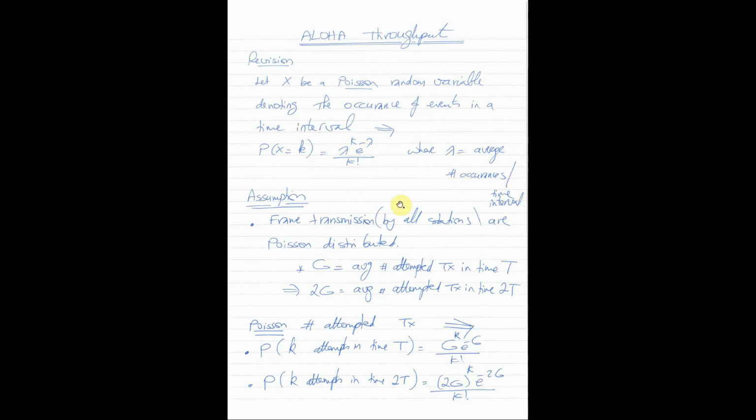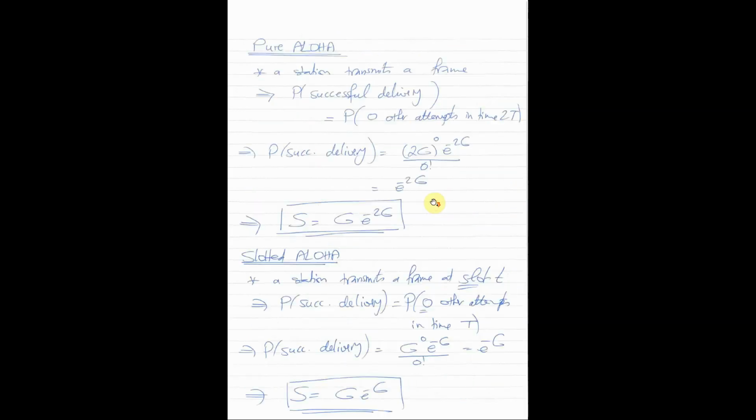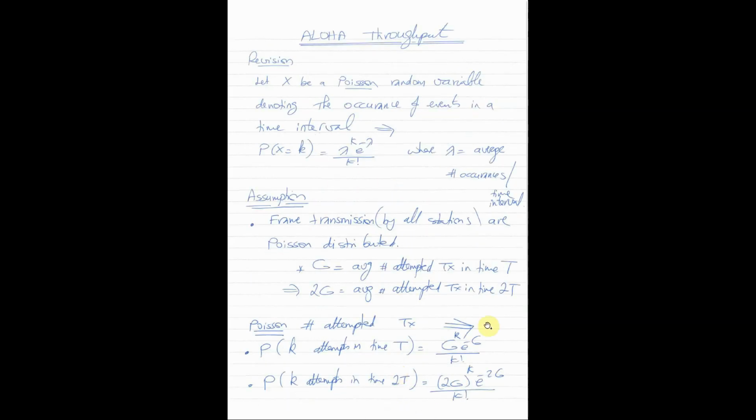So in our discussion of the Aloha throughput in pure and slotted Aloha, to derive these formulas, G e to the power of minus 2G and G e to the power of minus G, we make an assumption. We make a simplifying assumption. Let's finish the whole derivation, and then I will justify this assumption at the end. We make the assumption that the number of frame transmission attempts by all stations connected to the network follows a Poisson distribution.